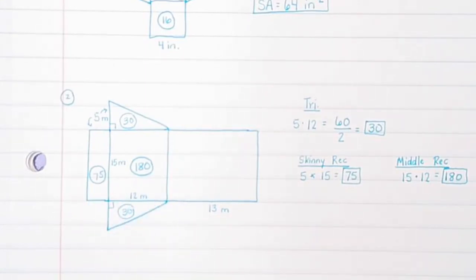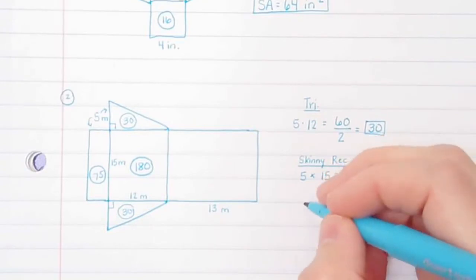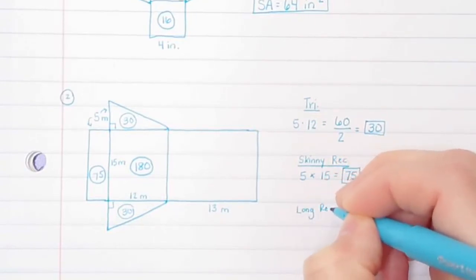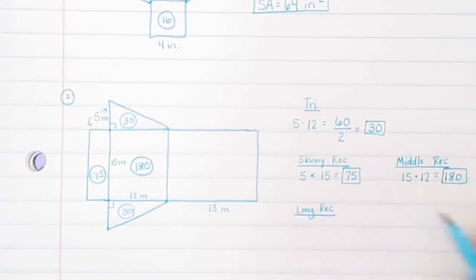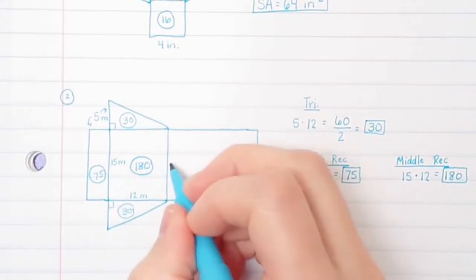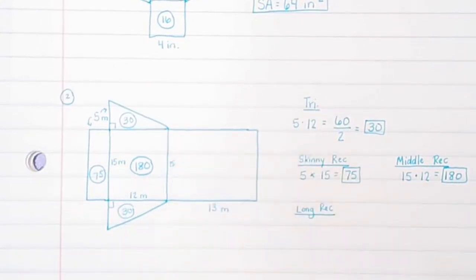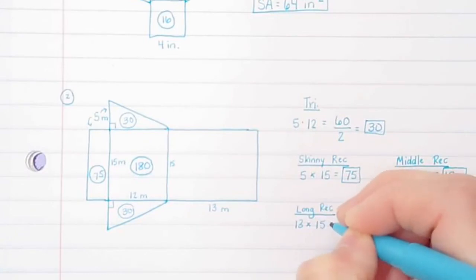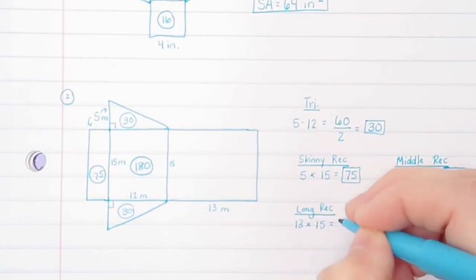So then let's do this last rectangle. We're going to say the long rectangle. I like to label them just so I can make sure I get all of them. All right, so this side right here is 13. I need to know this side right here. It's not labeled, but it really is, because if this side right here is 15, then I know that this one right here also has to be 15. So when I do 13 times 15, I get 195.